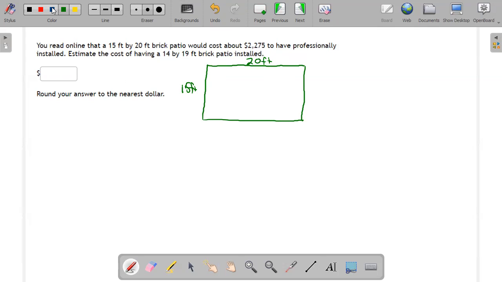And I'm told that that right there is going to cost $2,275. I want to compare that to a 14 by 19, which is only slightly smaller. It's just going to be a little less tall and slightly less wide. So maybe that's 14 by 19. It's a little too small, but we're going to go with it anyway.